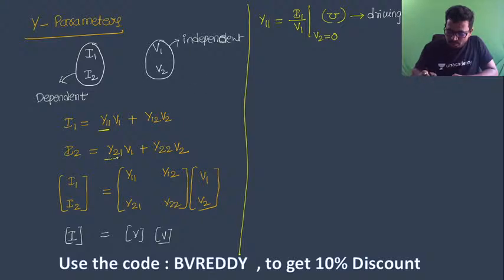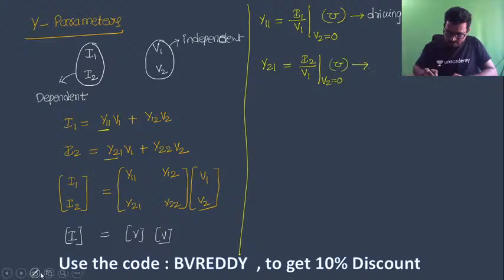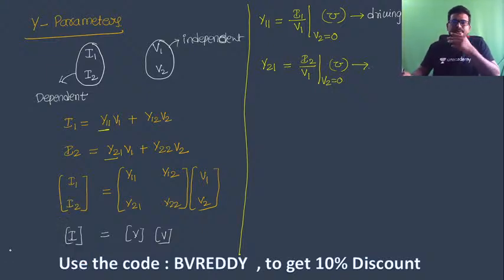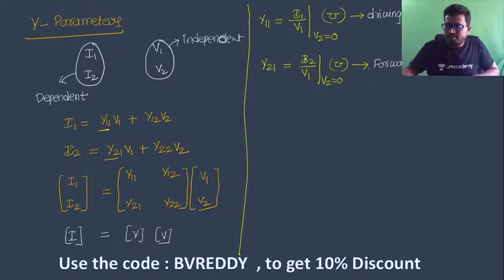Right, next Y21. How to get this Y21? It is nothing but I2 by V1 when V2 equal to 0, and the units are mho. What name can I give? Same port or different port? Different port. Forward or reverse? Forward. So this is the forward transfer admittance.